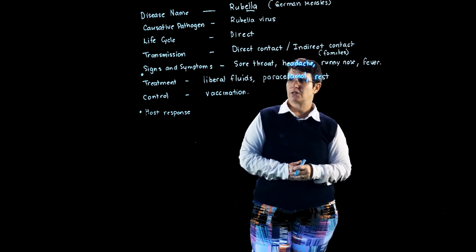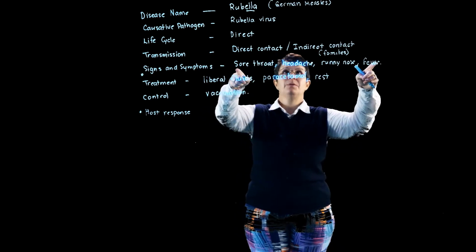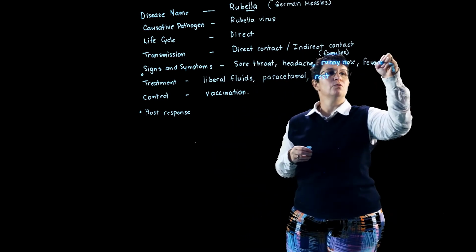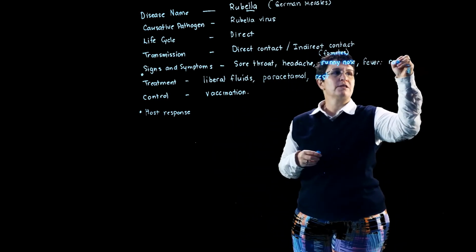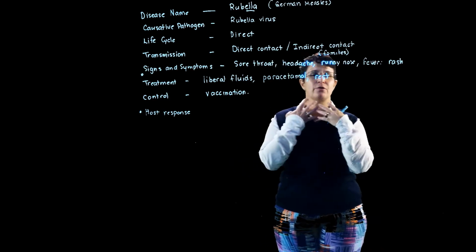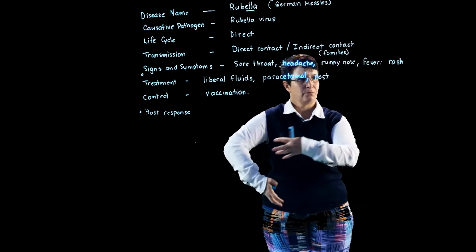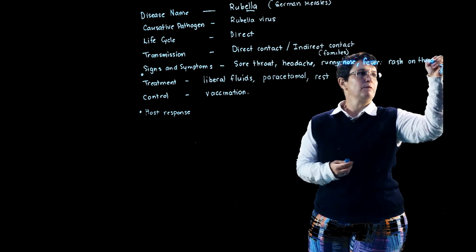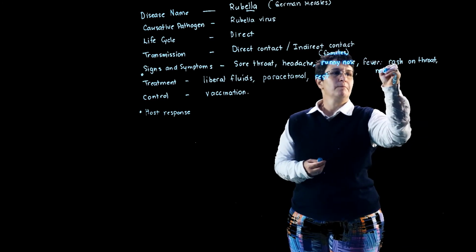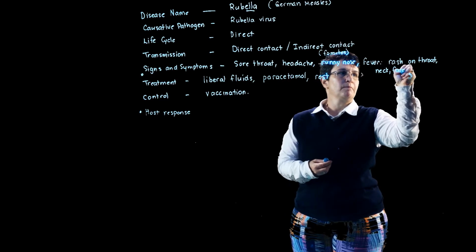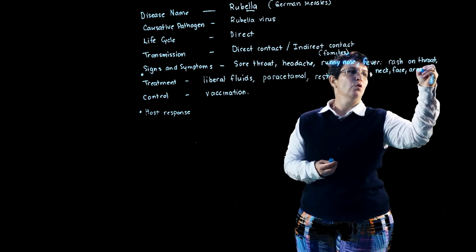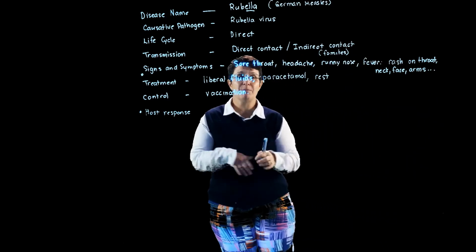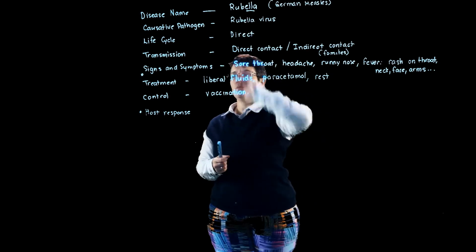Now, going back to the signs and symptoms, these are the ones that are typical for all viral pathogens. But in the case of rubella, you also have a rash of red spots that starts generally around the throat and the neck, goes onto the face and protrudes down the arms. Can also go on all the extremities. But the rash is made up of red-pink spots, and that's where it gets its name rubella from.